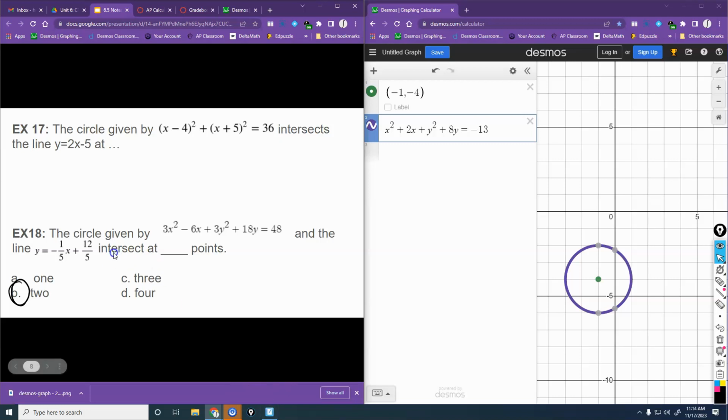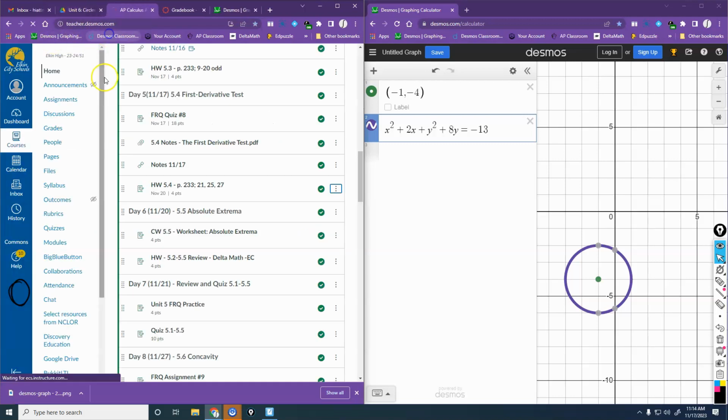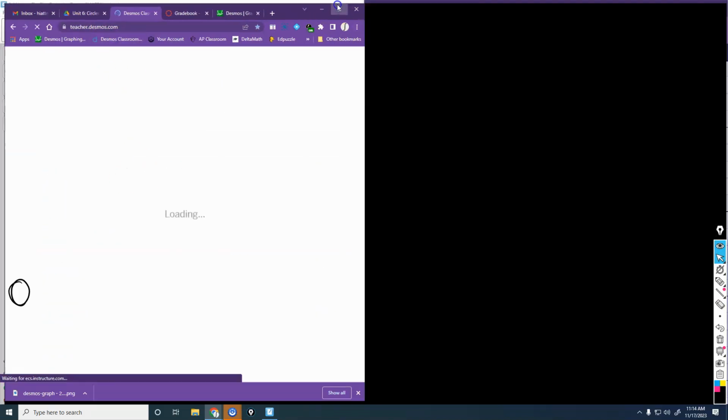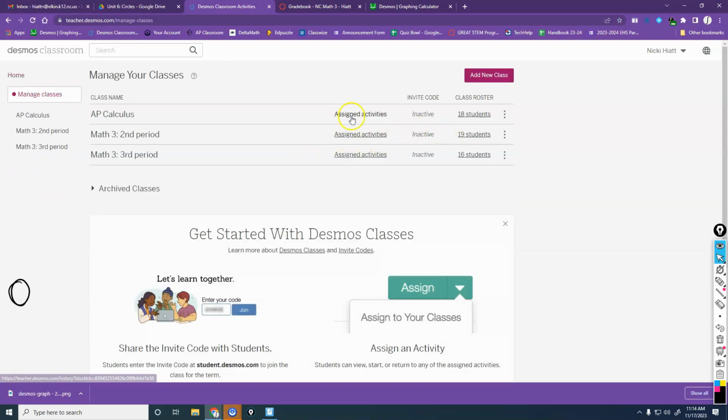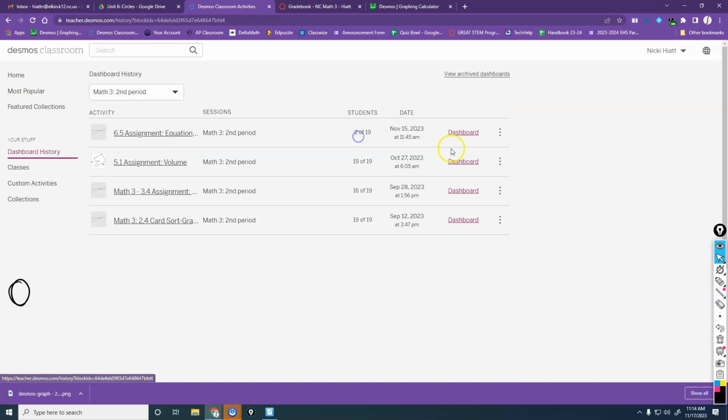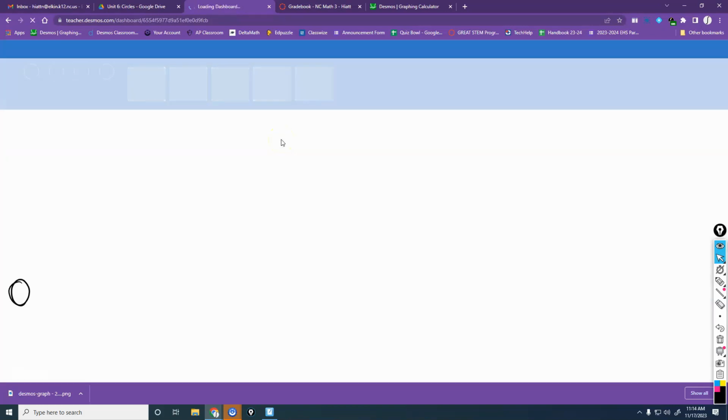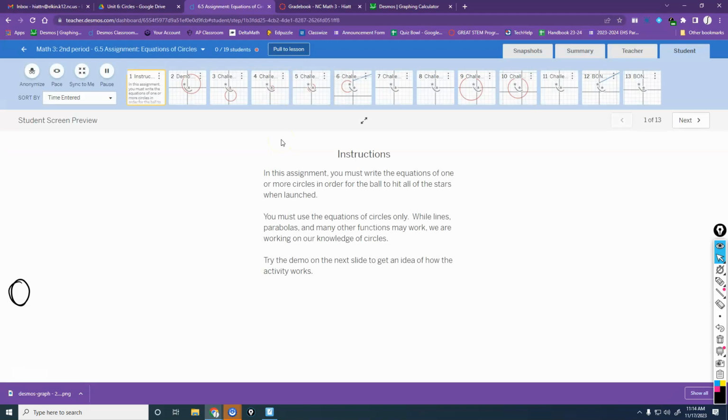All right, and I want to show you guys the assignment, so I'm going to skip 17 and 18. All you have to do for that is graph those two and see where they cross. That's all you do. All right, Desmos Classroom is what you guys are going to have. Let me show you guys what this is going to look like. Let me unlock you.